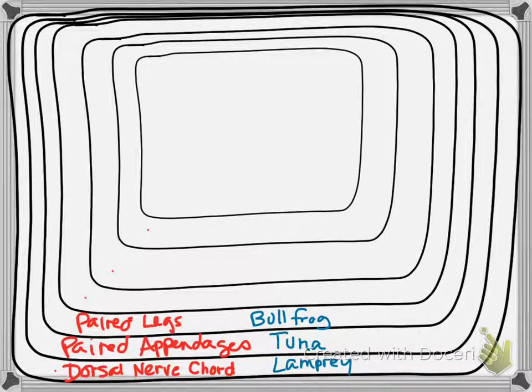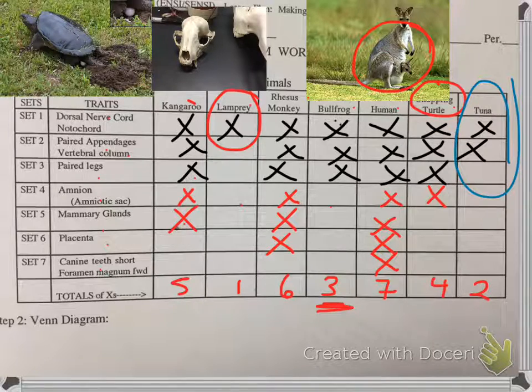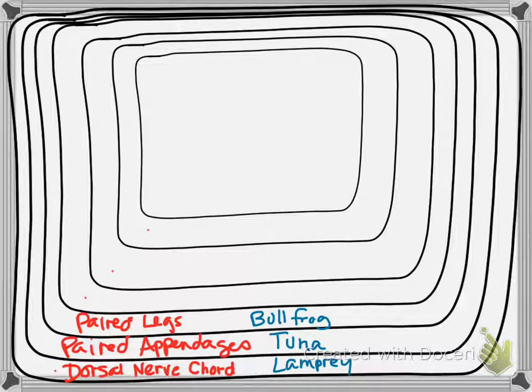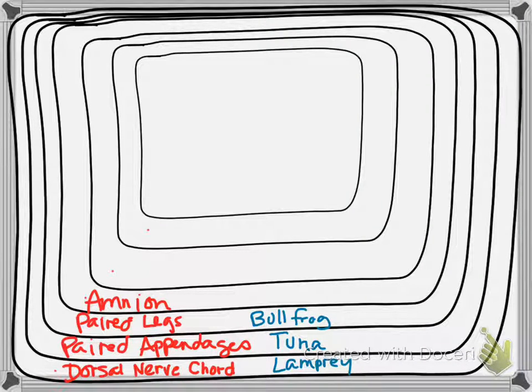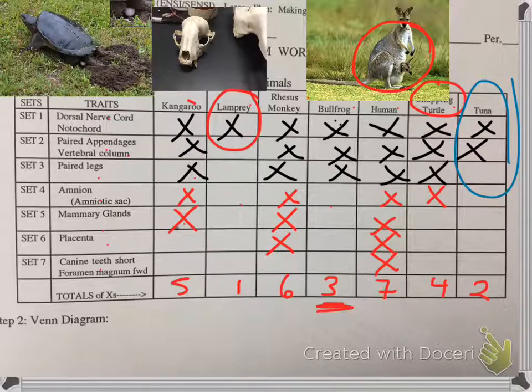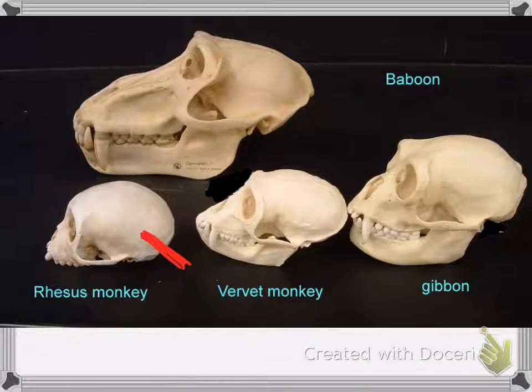So we've got paired legs, bullfrog. Our next characteristic is the amnion. And what species has dorsal nerve cord, paired appendages, paired legs, and an amnion, but nothing else on that list? Turtles. So where do we go after the amnion? What's the next thing to develop? Mammary glands.